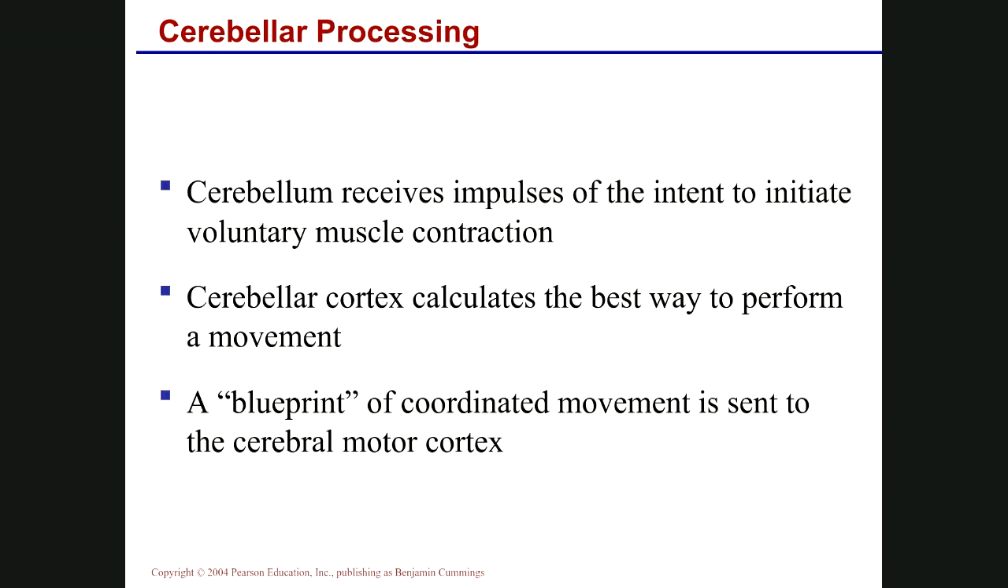Remember, the cerebellum is all about skeletal muscle contraction. And so what happens is the cerebrum makes the decision to contract skeletal muscles. But it's the cerebellum that receives that information and figures out the best way to do it. So sort of a blueprint of the movement is created, and then it's sent back up to the cerebral cortex and then down to the muscles. So you can kind of think of the cerebellum as being the architect and the cerebral cortex as being the engineer when it comes to muscle contractions.